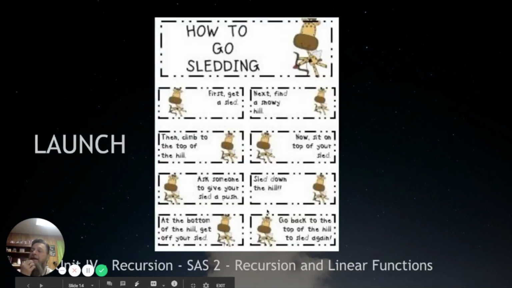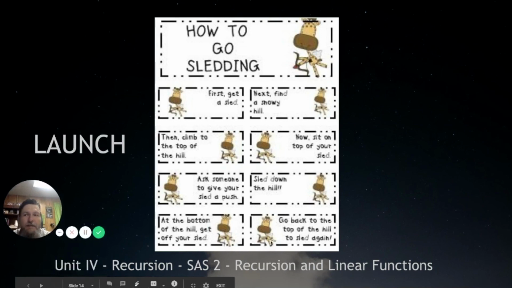All right. Now, recursion exists in a lot of places, and you may not have noticed this, and probably not many of you have gone sledding. I think when I did the slideshow, it actually snowed in 2017. But anyway, this is how you go sledding. First, you get a sled. Then you find a snowy hill, climb to the top of the hill, sit on your sled, ask someone to give your sled a push, and sled down the hill. At the bottom of the hill, you get off the sled and go to the top of the hill to sled again and start the process over. That is called recursion.